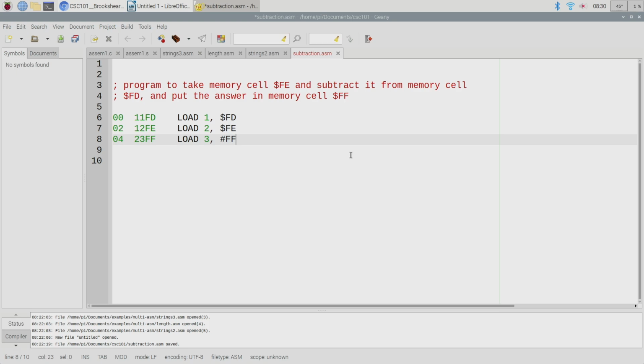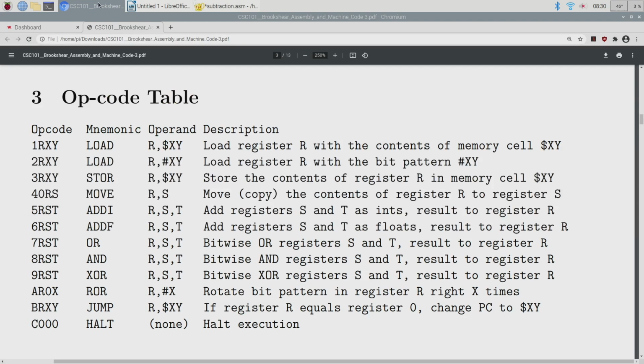Opcode 1 does what? It takes the contents of a memory cell and puts them into a register. Opcode 2 takes a specific number and puts it into a register. Okay? And in this case, the number that we've chosen is FF because that's the bit pattern of all ones. Okay, what do I need to do next? I need to do the XOR. So what is the opcode for XOR? Well, it's this one. All right, so it's opcode 9.